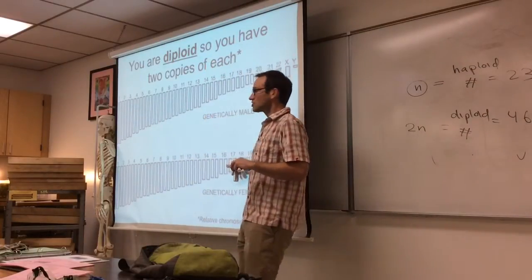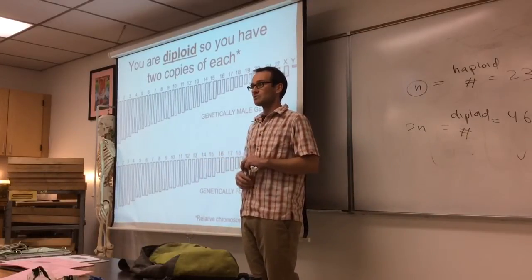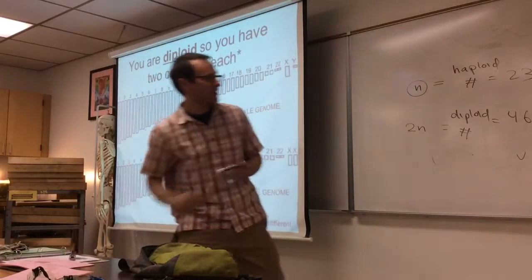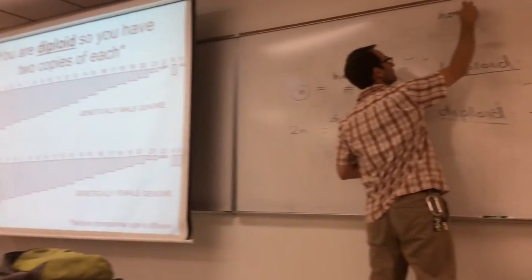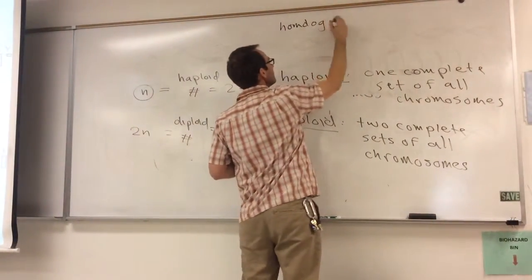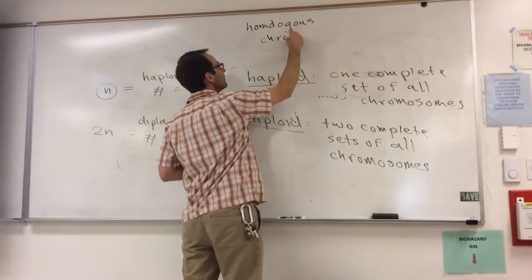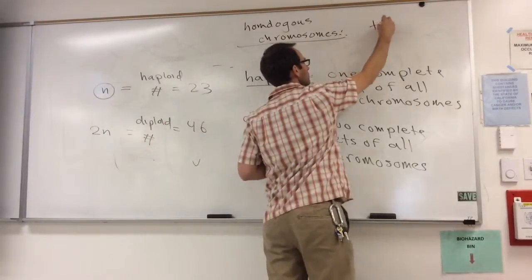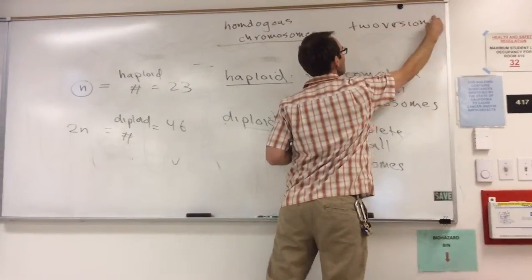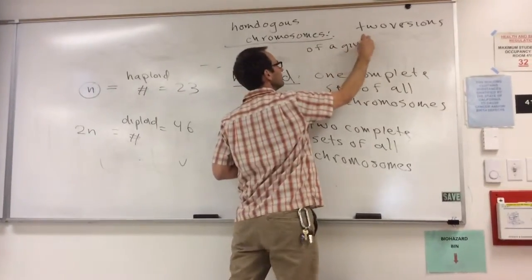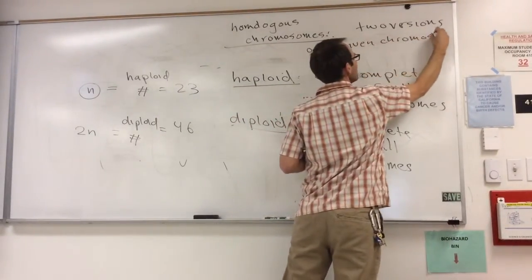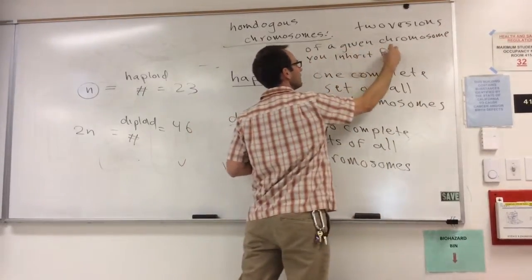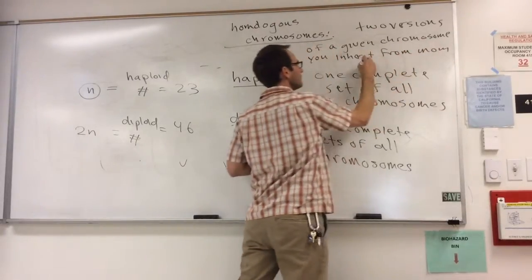And we call those 2 versions of the same chromosome homologous chromosomes. They're non-identical, but they have exactly the same genes along their length. So that's another term we need to learn. Homologous. These are the 2 versions of a given chromosome you inherit from mom and dad.